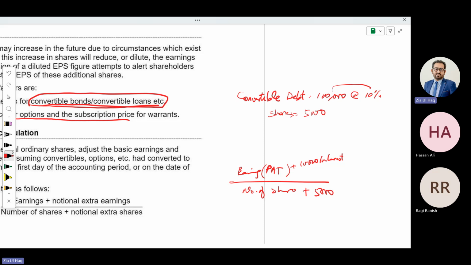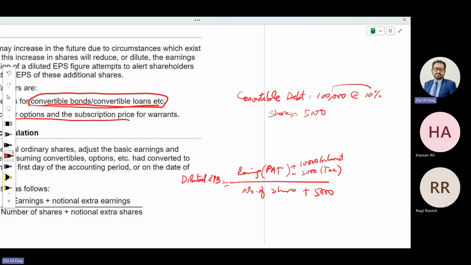So that tax we need to adjust as well, mean deduct. Say 30% is the tax rate. What is 30% of 10,000? 3,000. So that will be tax. So in case of diluted EPS, in earning, we need to adjust the interest, mean add back, and deduct the tax on the interest amount that we need to pay more.